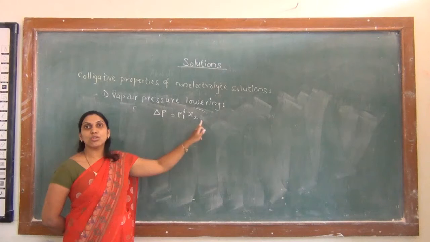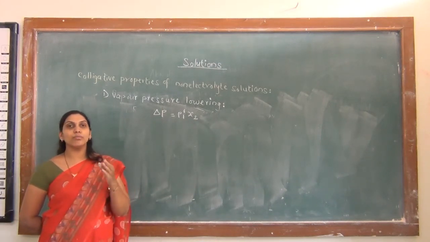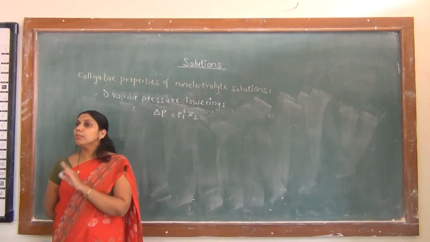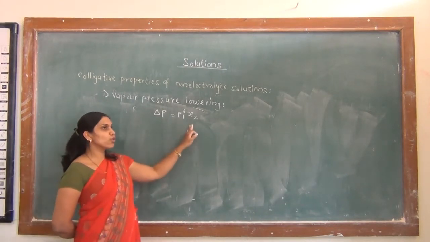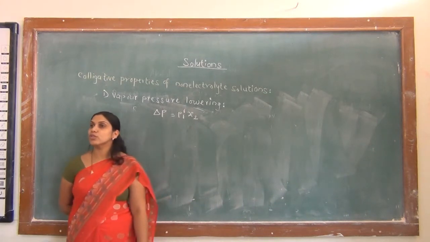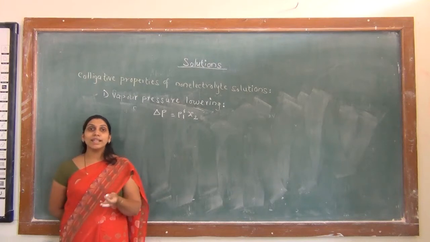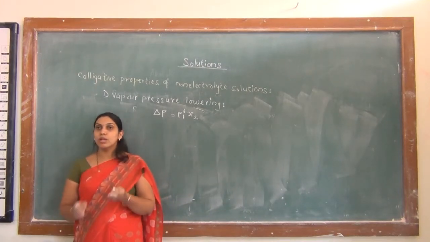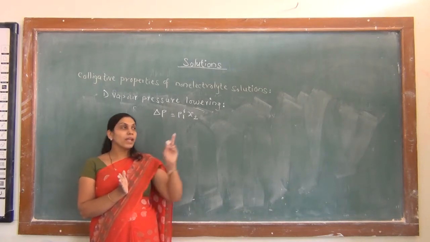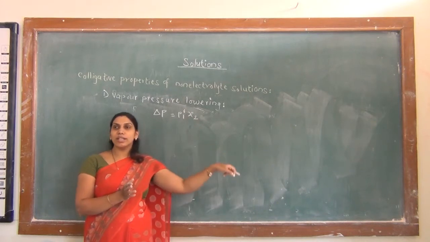Delta P depends on x2. What is x2? x2 is the mole fraction of solute. As x2 is mole fraction of solute, the formula for mole fraction of solute is n2 upon n1 plus n2. What is n? n is the number of moles. n2 is number of moles of solute. So we say that x2 depends on n2 and delta P depends on x2.